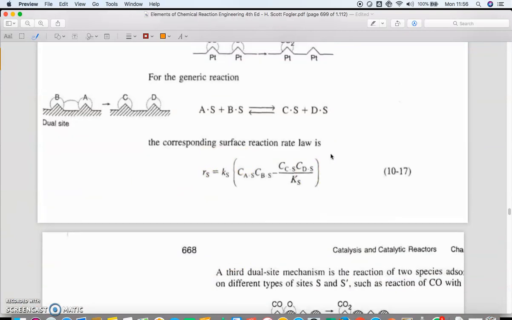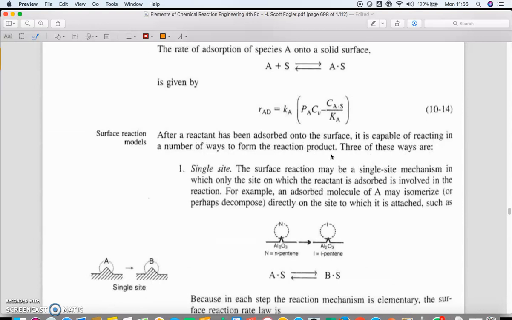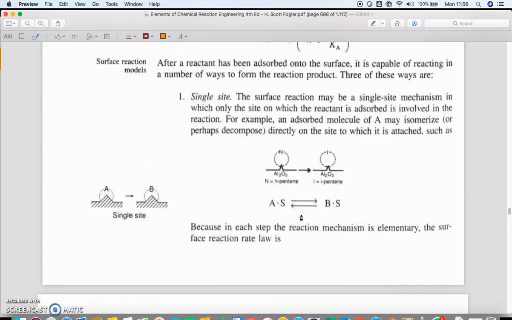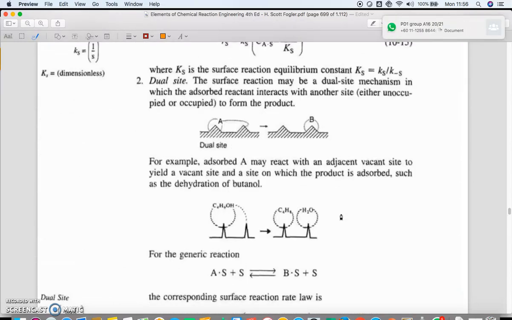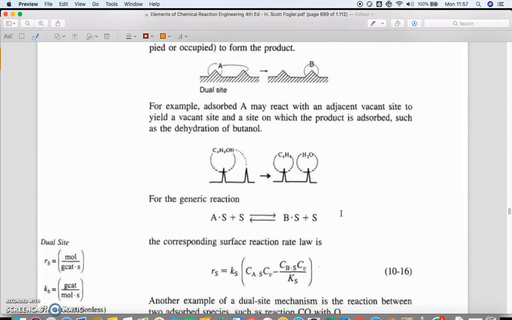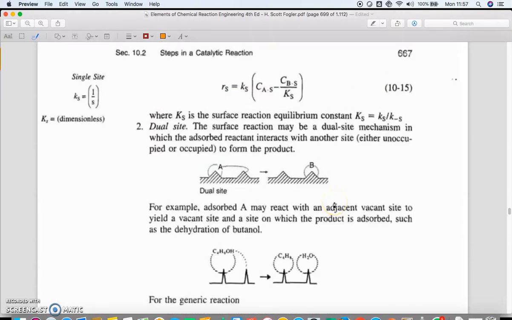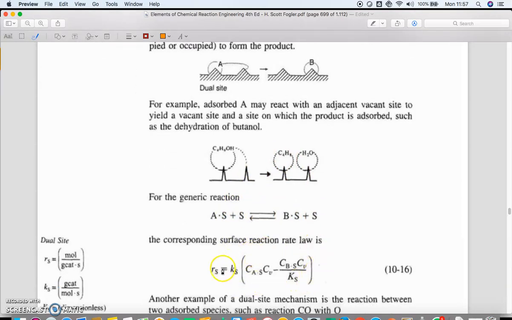As in your textbook, the surface reaction step can be described as following either the single site, which I've already explained, A dot S, B dot S, or the dual site, which I also touched on a bit. An example of a dual site is A dot S plus S, B dot S plus S. One could be something like this because it only involves A and B.